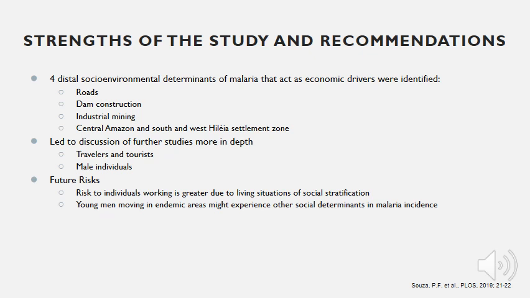If young men in the population move in endemic areas with high incidence rates and adverse social conditions, they might experience other social determinants, which reflect social determination and gender asymmetry in malaria incidence. Some of those risks specific to the individuals that are working are greater because they disproportionately live in situations of social stratification that are caused by differential access to land, as well as the social mobility of those individuals or families.